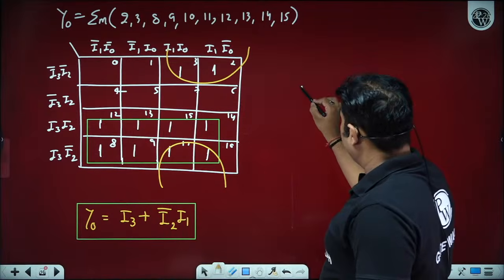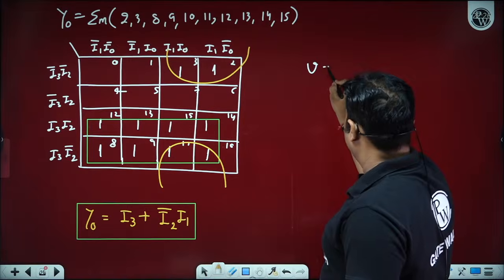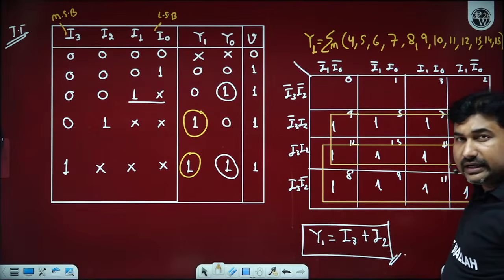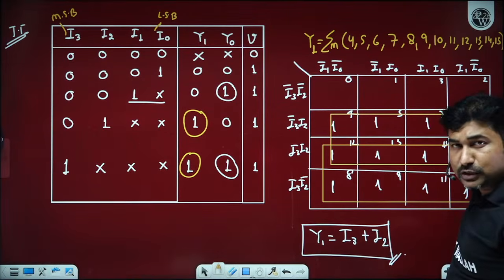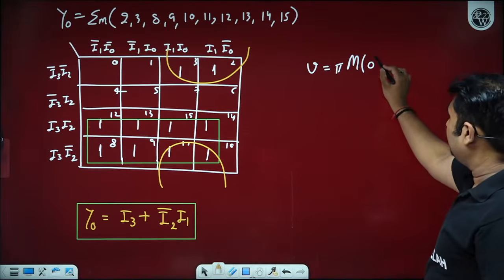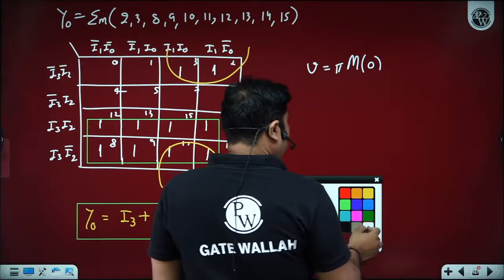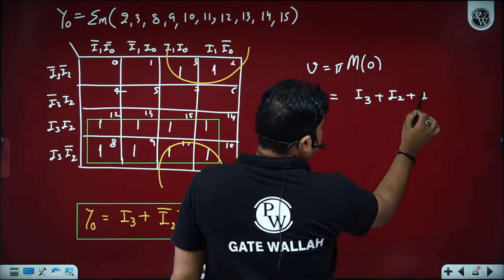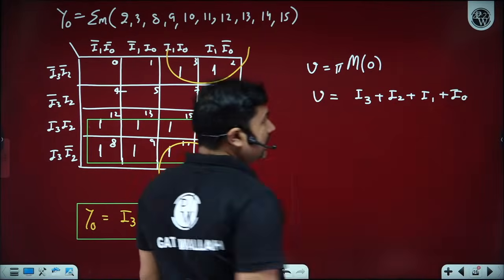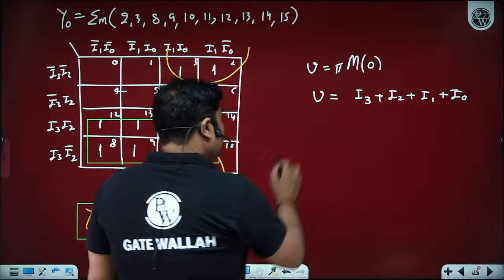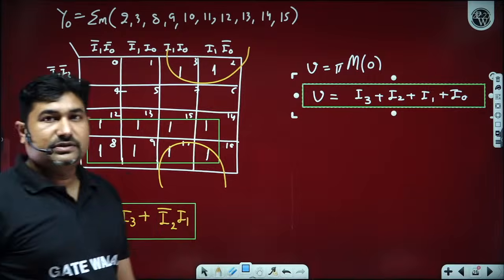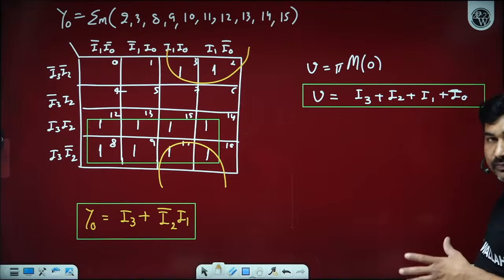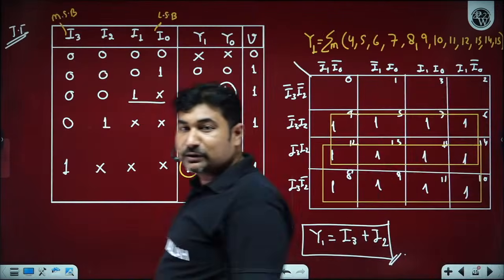Great. In the same way, if we talk about the valid output indicator V, then V will have pi of M. Please observe, the valid output indicator is high everywhere except the binary of 0. So pi of M 0. Can you write the max term of 0 in terms of I3, I2, I1, I0? I3 plus I2 plus I1 plus I0 is the max term of 0. So we have the logical expression for V as well. Now we have logical expressions for all the outputs. We can implement the priority encoder circuit as well.